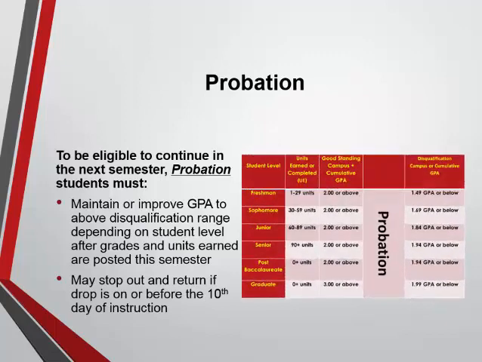If you are currently on probation, to maintain enrollment for next semester, you must maintain or improve your GPA above the disqualification range. Note that your student level may change after this semester's grades and units earned are posted. For example, a sophomore with 50 units earned who earns 12 units this semester for a total of 62 units is considered a junior and must have a GPA above 1.84 to continue next semester.